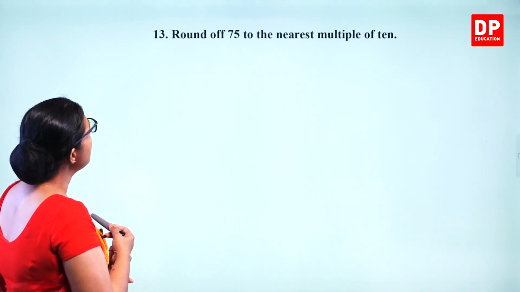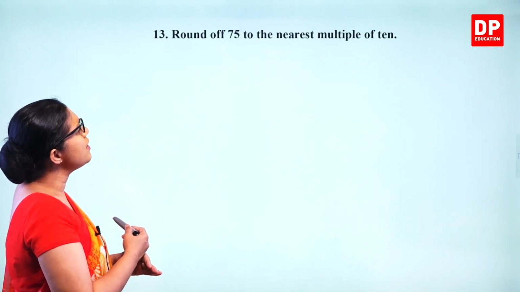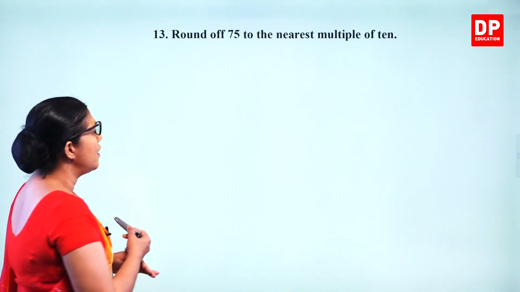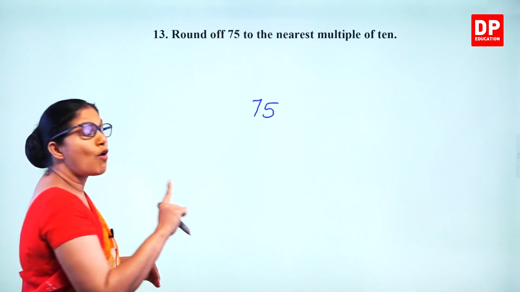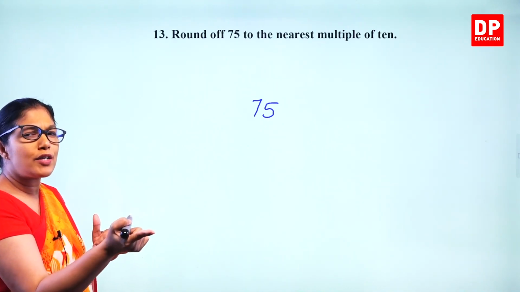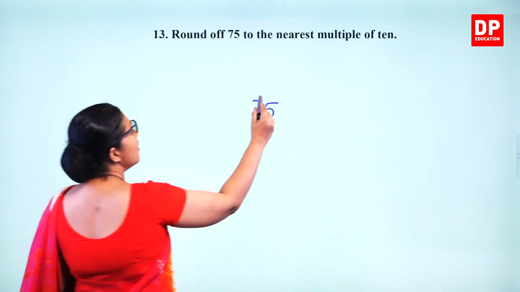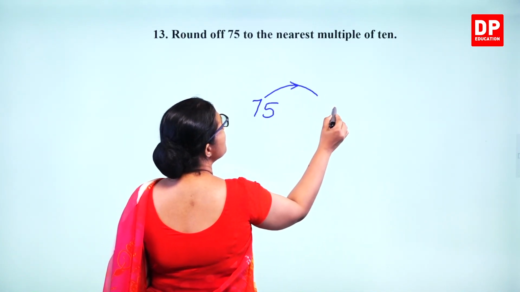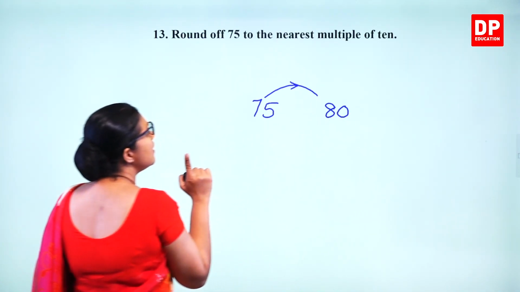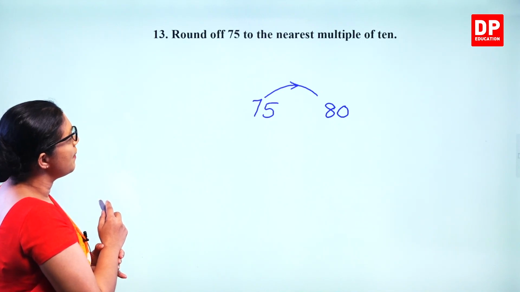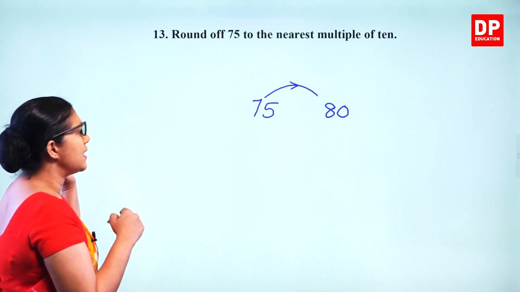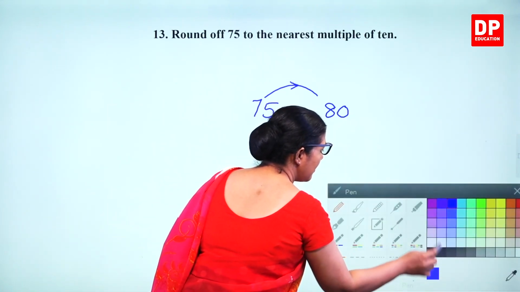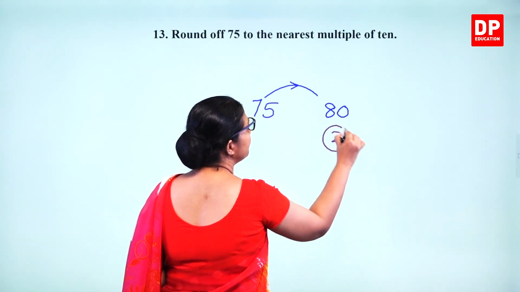Question number 13. Round off 75 to the nearest multiple of 10. So when the last digit is 5 or more, you add 1 to the next value. So this becomes 80. 80 is the multiple of 10. But if it's 74, then you take 70. So 2 marks for that.